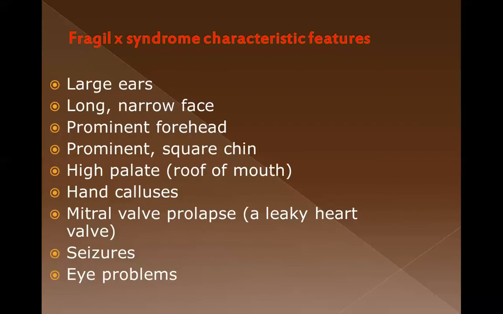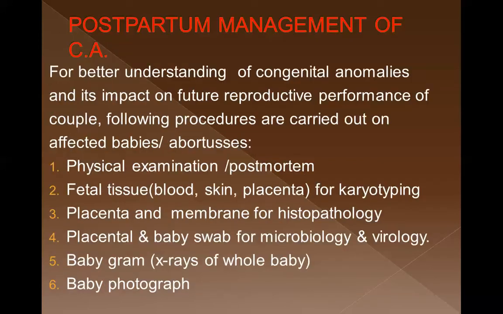Now an example of another type of congenital anomaly is fragile X syndrome. Characteristic features: large ears, long narrow face, prominent forehead, prominent square chin, high palate roof of mouth, hand calluses, mitral valve prolapse, a leaky heart valve, seizures and eye problems.